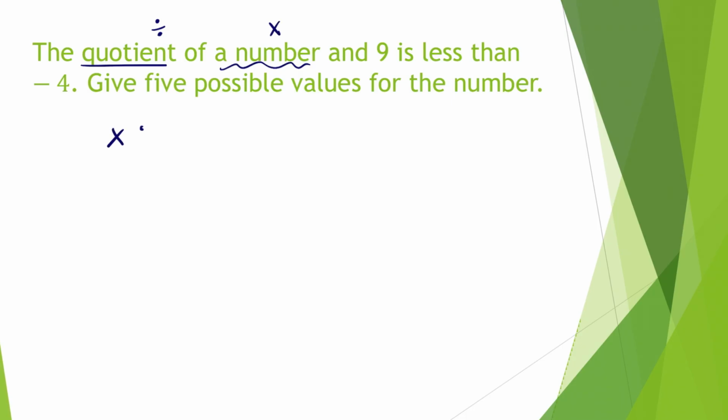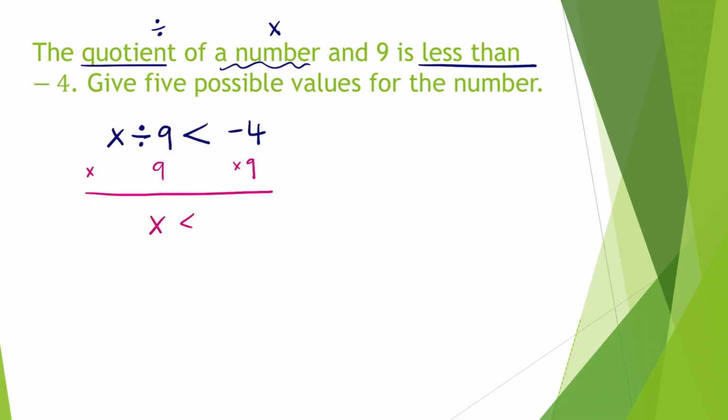So if I do x divided by 9, that's going to be less than negative 4. It's not less than or equal to in this case because I didn't specifically say less than or equal to. We have 5 possible values for the number. So in order to start, we do need to solve for x. So to get rid of the 9, I'm going to multiply both sides by 9, because that's how you would get rid of the 9. So I have x is less than negative 36.